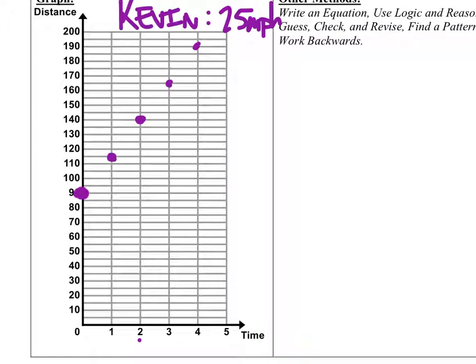So Kevin has a line that should look something like this. I'm just connecting the points, you guys. Something like this, okay? So in this problem, for Kevin, what is the slope of Kevin's line? 25. And it would represent 25 miles per hour.